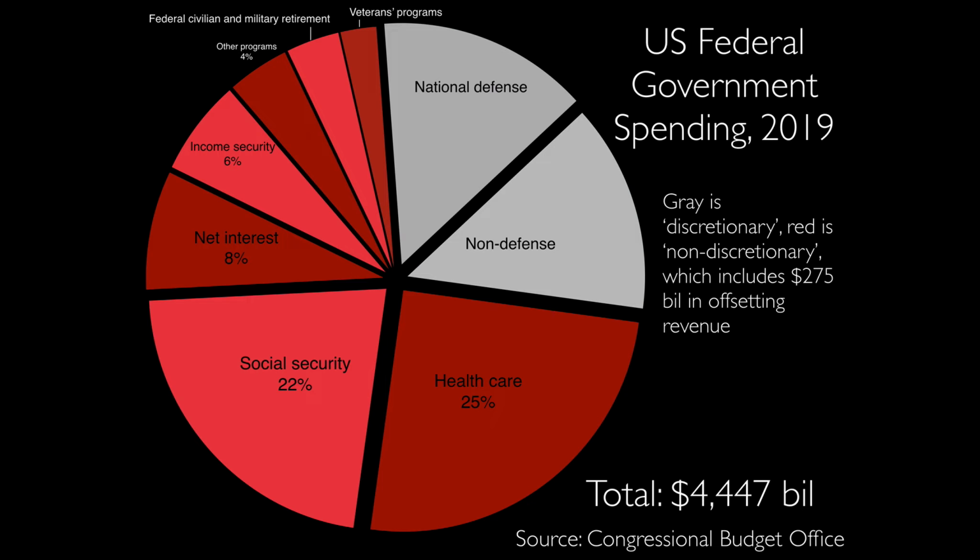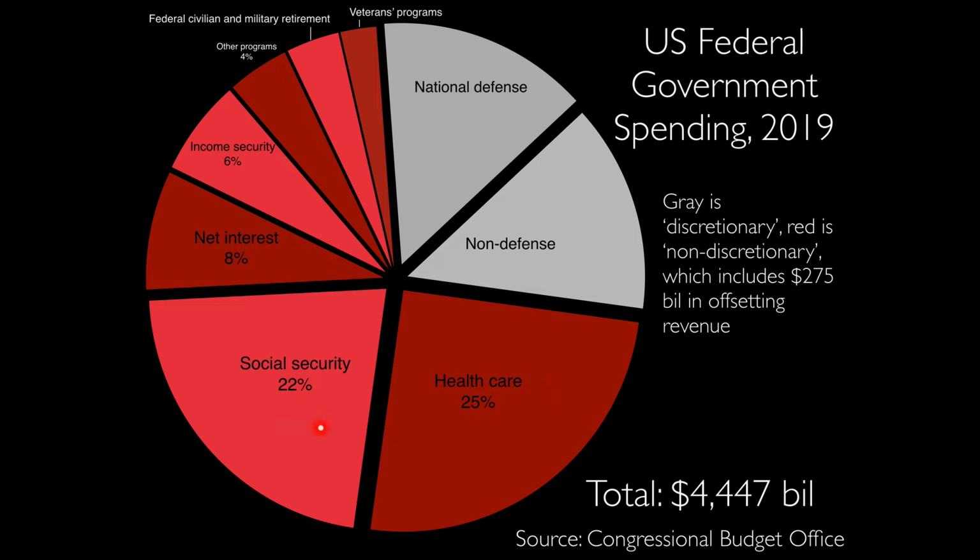Now let's take a look at the categories of spending, U.S. federal government spending again in 2019. One of the big categories here is healthcare, right? And this is Medicare, Medicaid, Obamacare, these programs. Again, a lot of these are funded out of the payroll taxes, but not all of it.